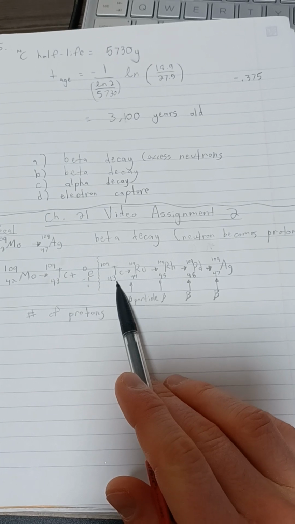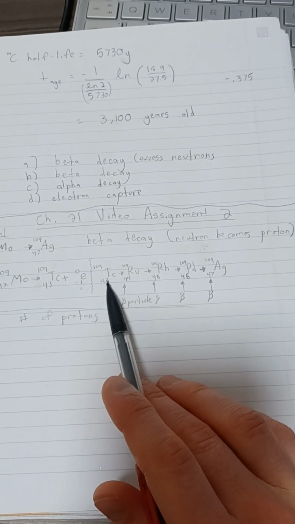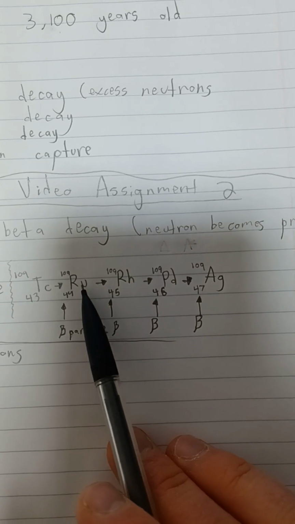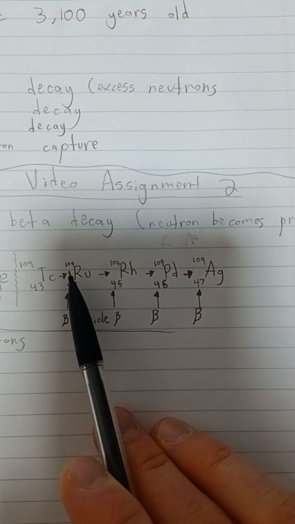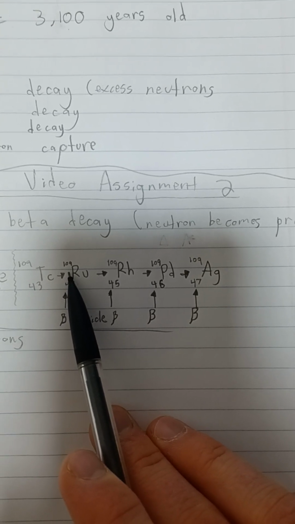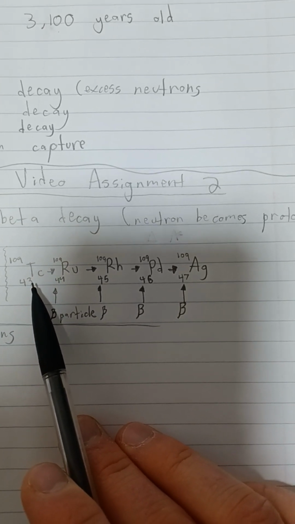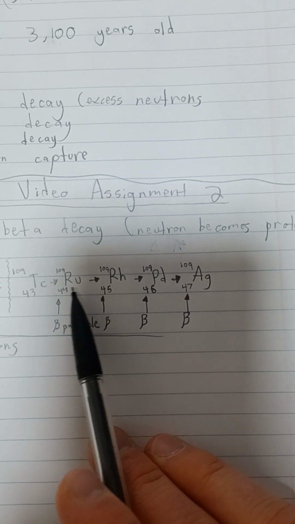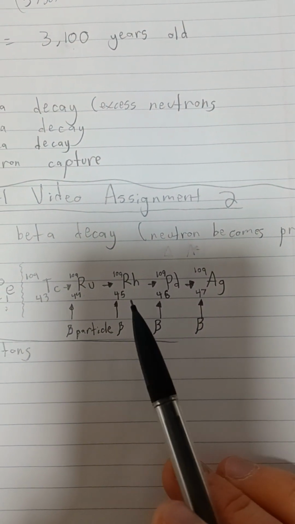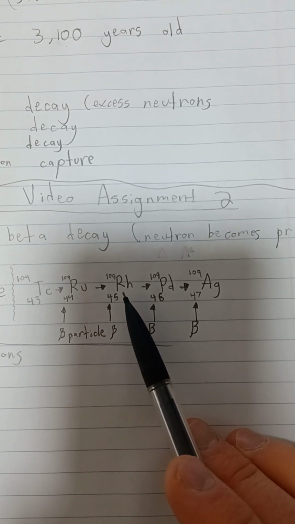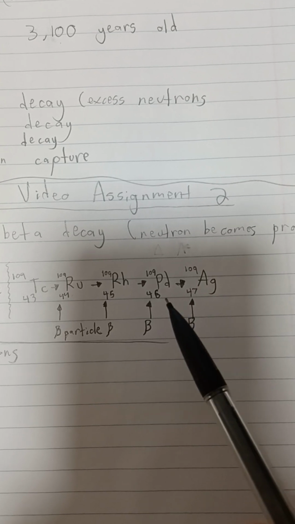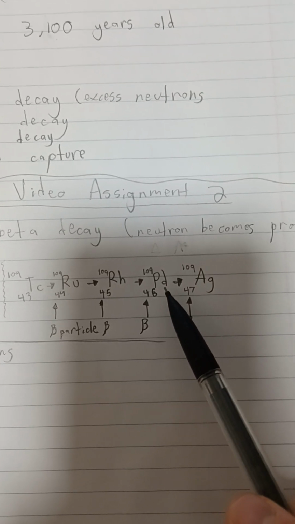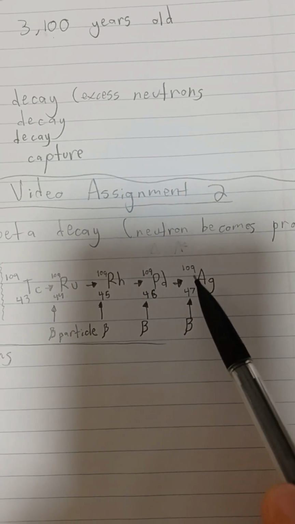So then we take Tc109, and that decays to Ru44 with 44 protons, right? But still with 109, so that neutron becomes a proton again, giving off a beta particle. And then here we have Rh109 with 45 protons, giving off a beta particle, decaying to beta particle plus Pd109 with 46 protons, and finally we make it to silver 109.